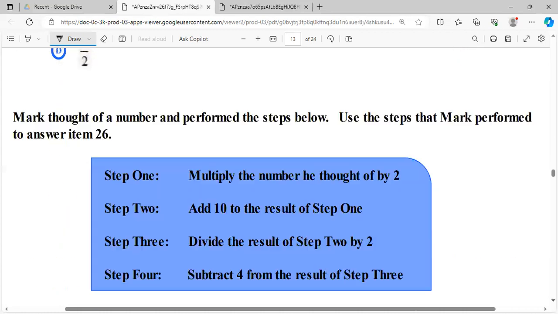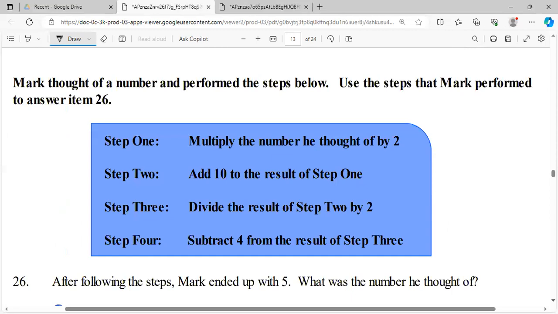Can I use a ruler and measure it in a guide? Mark thought of a number and performed the steps below. Use the steps Mark performed to answer item 26. Step 1, multiply the number he thought of by 2. Step 2, add 10 to the result of step 1. Step 3, divide the result of step 2 by 2. And step 4, subtract 4 from the result of step 3.